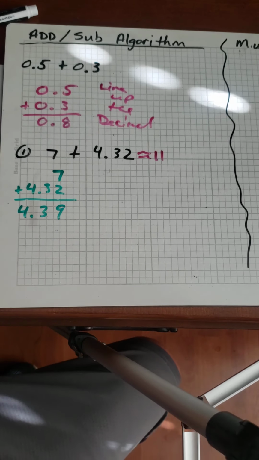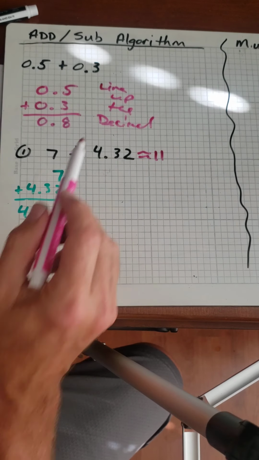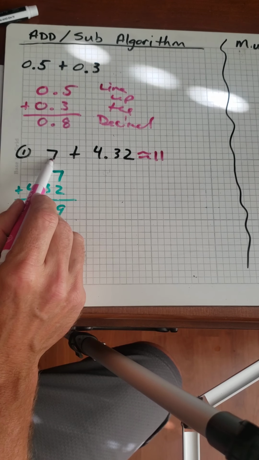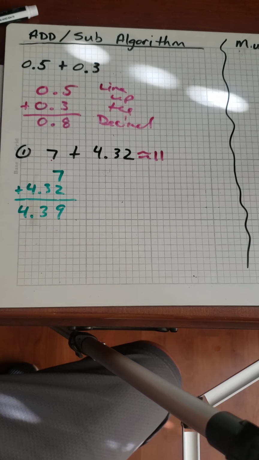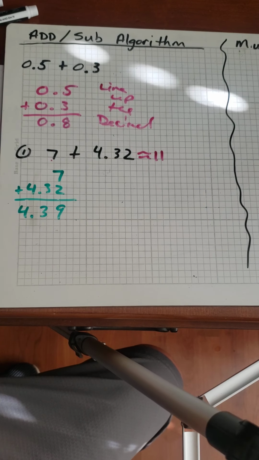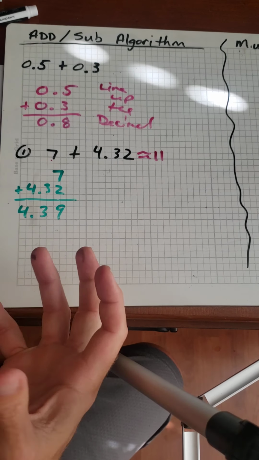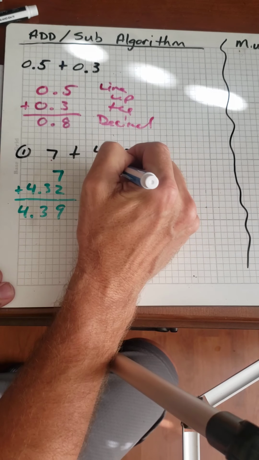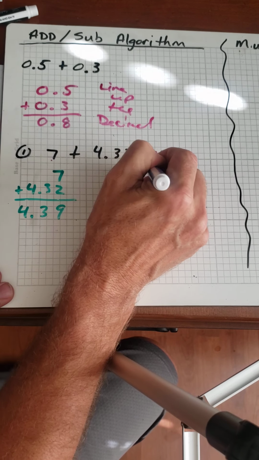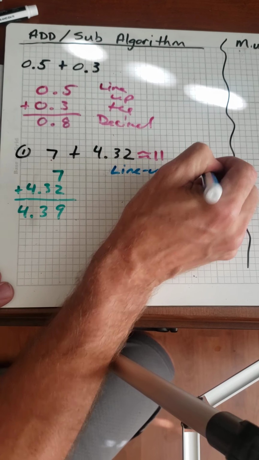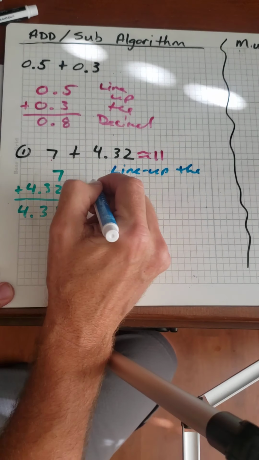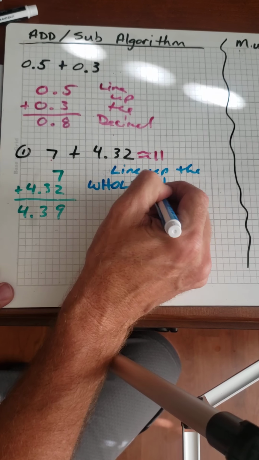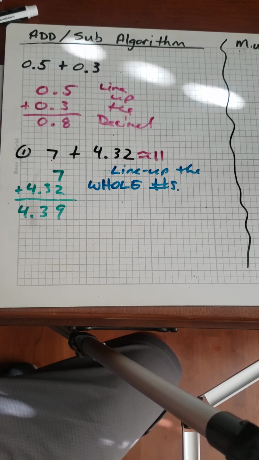Okay, that's no good because lining up the decimals, there is no decimal for this one. So I don't want to do that. I only want to use words that are always going to be utilized or be in the problem. So I'm not going to say line up the decimals. I say line up the whole numbers, because you'll always have a whole number.